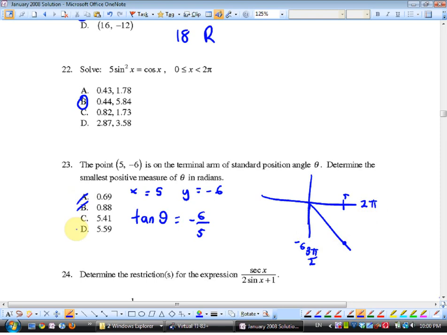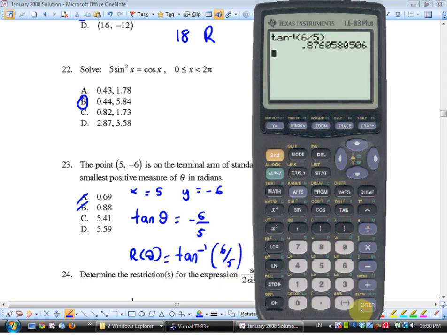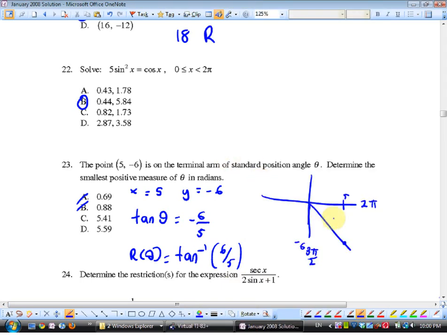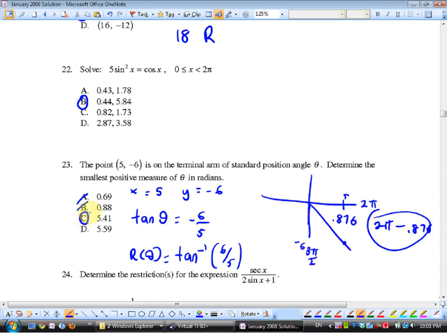Those answers there are wrong. I'm going to find the reference angle. I'm going to ignore the negative. I'm just going to go inverse tangent of 6 over 5. I get 0.876. That's the reference angle, 0.876. To find the actual angle, it's going to be 2 pi minus 0.876. Let's try that again, Mr. Dill. 2 pi minus the answer, 5.41. The answer to number 23 is C.